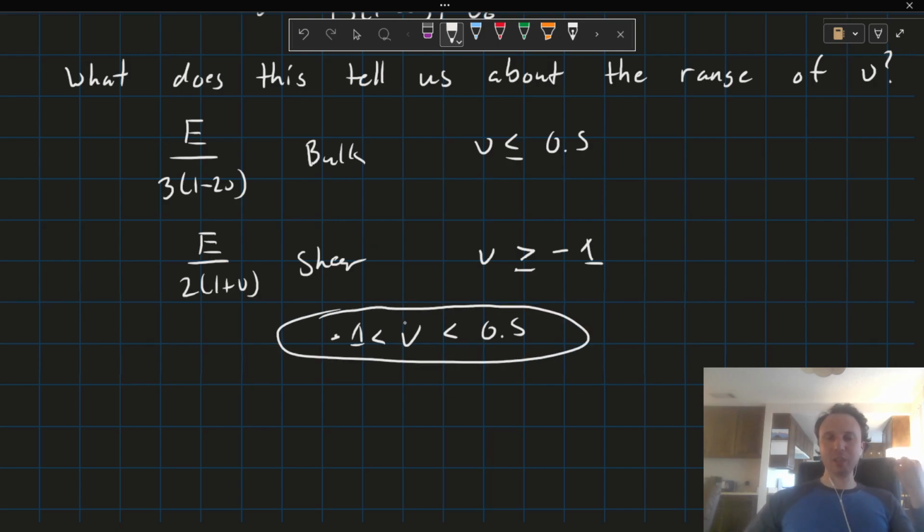And one of the things you can think about intuitively, especially for the 0.5 one, is that when nu is equal to 0.5, this blows up, it goes to infinity. And so that's an incompressible material. It's a material that has an infinite bulk modulus, and no matter how much you press on it, it won't change volume. The shear one is a little bit more interesting.